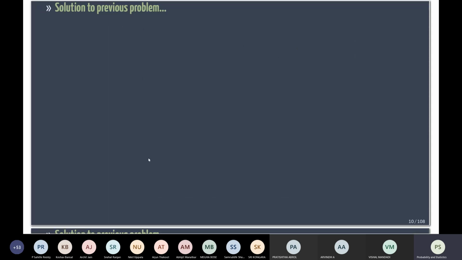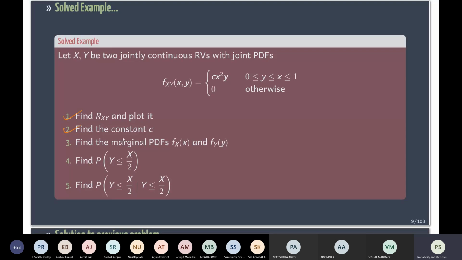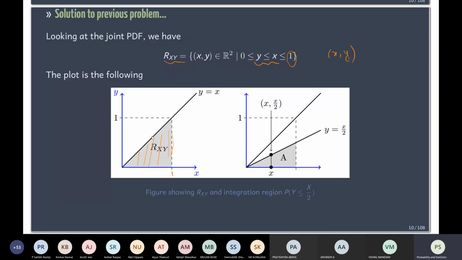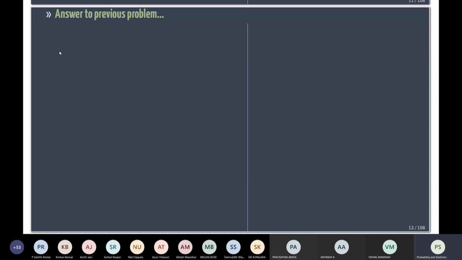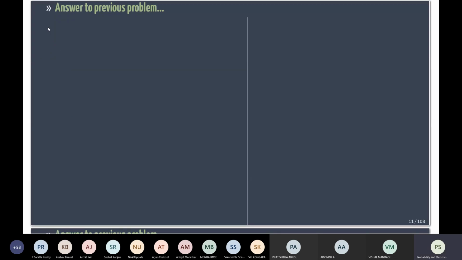The second question was to find the constant c, so let us now do that. The constant c can be found by integrating. We know that the integral from minus infinity to infinity, and minus infinity to infinity, of f(x, y) dx dy equals 1. It boils down to 0 to 1, 0 to 1, the limits for x and y, with dx dy, and we put the PDF here.